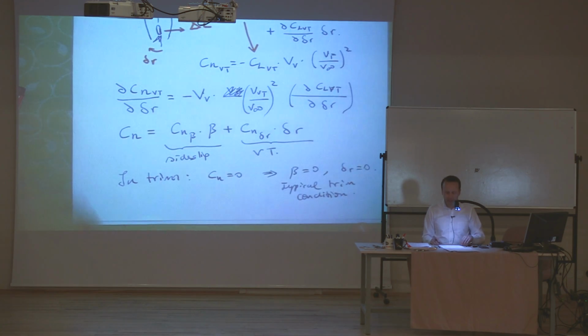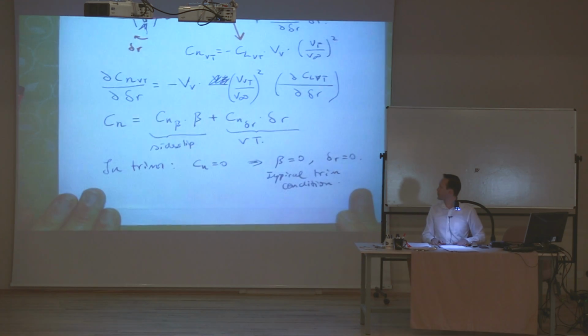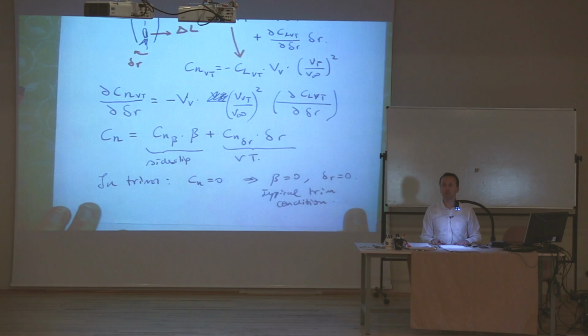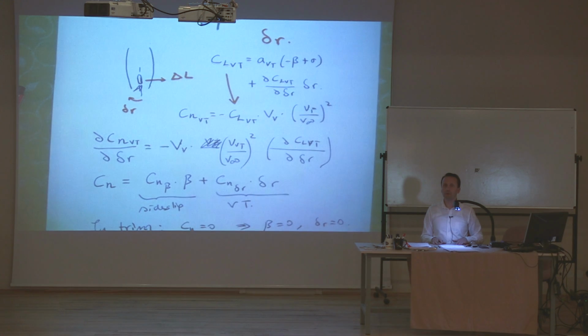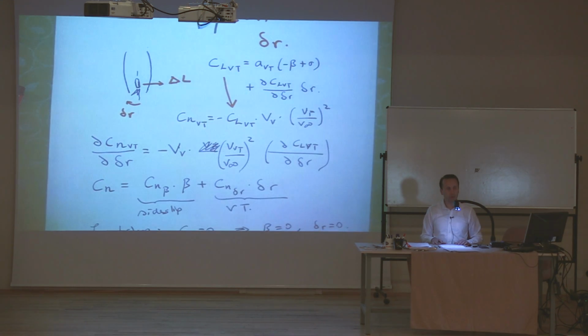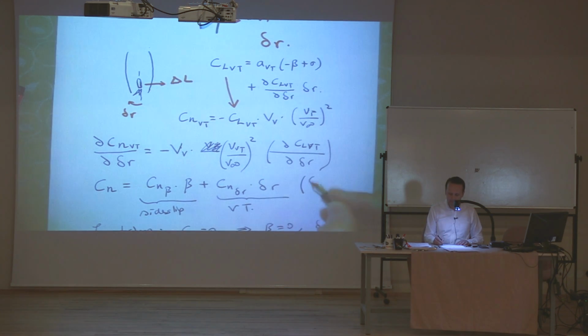But let's say you want to trim this vehicle. First of all, do you have any questions on any of these things? On the control? Yes, please. This one here? This is because of beta and del R only. Cn generated because of del R and beta.